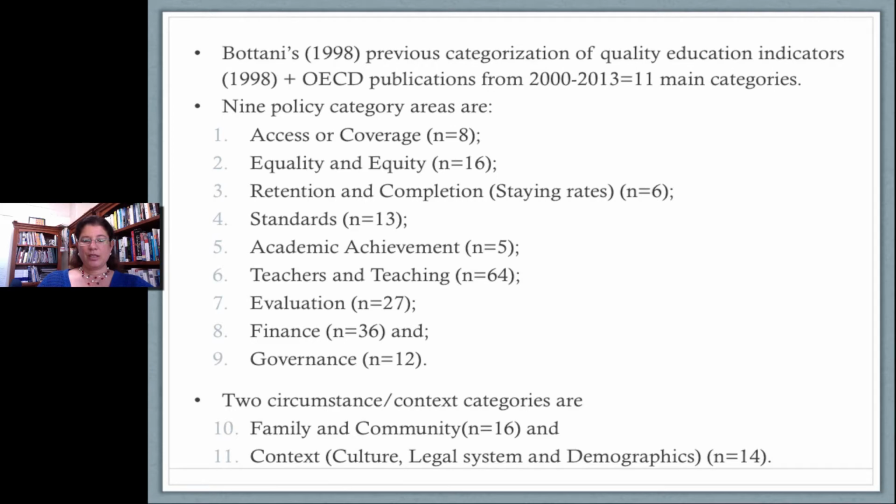We also found that there are circumstantial things, for example, family and community indicators, as well as things related to culture, the legal system, and the demographics of a country. So these context things also contribute to the choice of indicators.